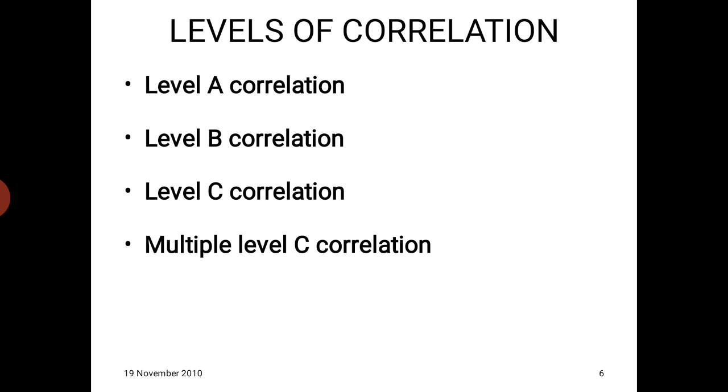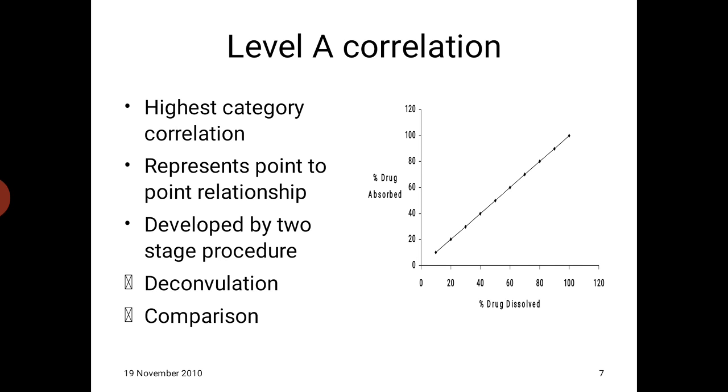So there are various levels of correlation: level A, level B, level C, and multiple level C correlation. This is level A correlation. If you look at the graph, the x-axis is the drug dissolved, the y-axis is the drug absorbed. This is the highest category of correlation, which represents a point-to-point correlation.